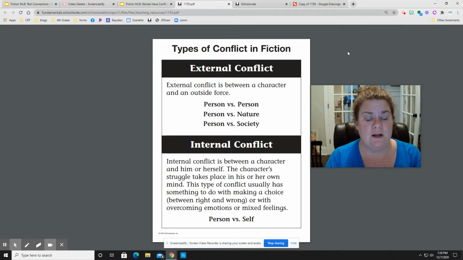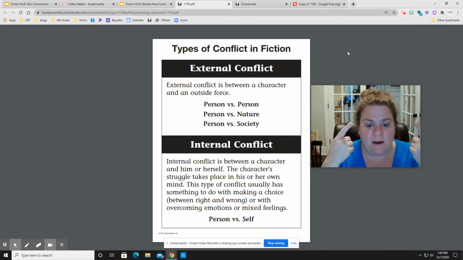So those are external conflicts. That's where the main character is working outside of themselves, trying to figure out how to solve a problem against other things or people. The other type of conflict could be internal conflict. So internal conflict is between a character and themselves. So a character's struggle takes place in their own mind.